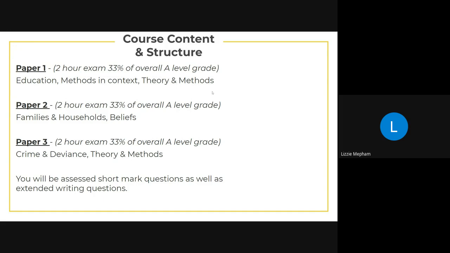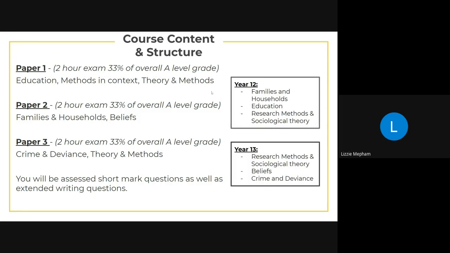In terms of how this content is divided across the 2 years, in Year 12, you will first off start by studying families and households. In this topic, we cover questions such as, what are the best types of family for our society and what functions do the different family types perform? We also look at issues relating to gender roles, domestic violence, and demography. Another topic you will cover in Year 12 is the study of education. Here you will cover the role and functions of the education system, the achievement of different social groups, as well as processes that take place within schools.